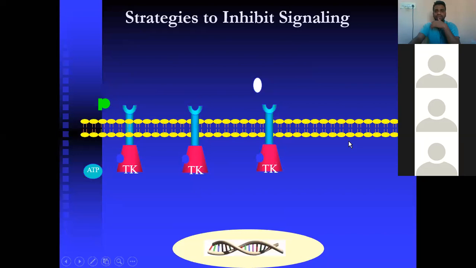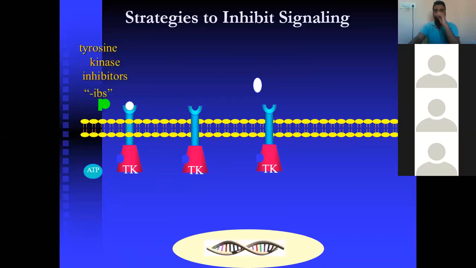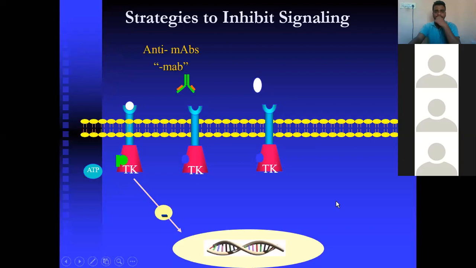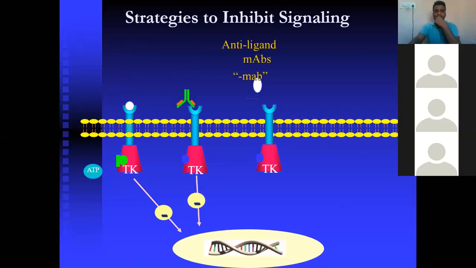So the strategy is to inhibit this signaling pathway. One strategy is using tyrosine kinase inhibitors. Whatever drug you see ending in -ib, they are tyrosine kinase inhibitors. They go and block this, and as we saw in the previous slide, the transcription is inhibited. We also have many monoclonal antibodies that can bind and inhibit this.